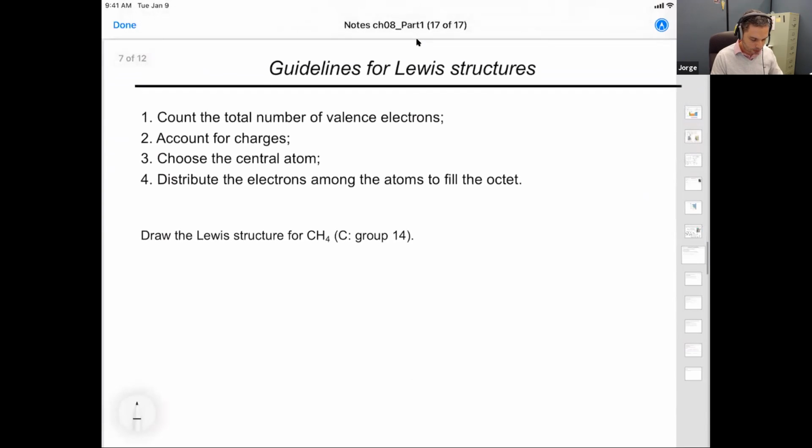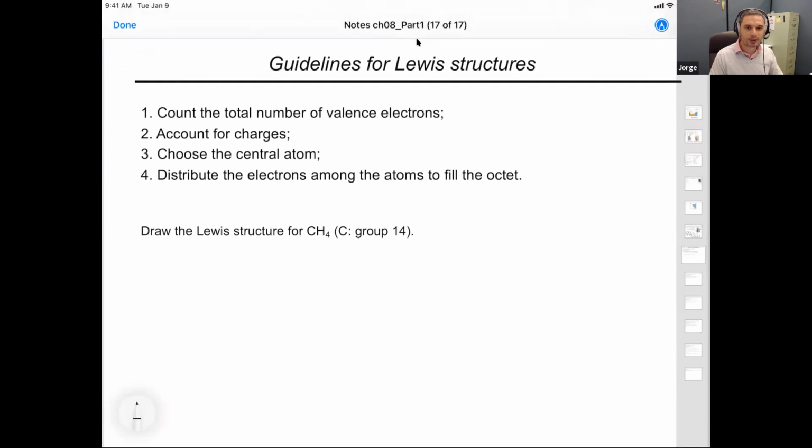Okay, so one of the most important parts in this chapter is to learn how to draw Lewis structures when we have covalent bonds. So I'm going to do some examples together with you, and then we will go from there. So here is the secret.